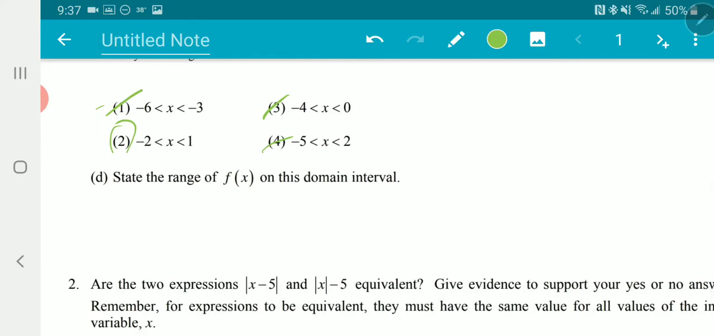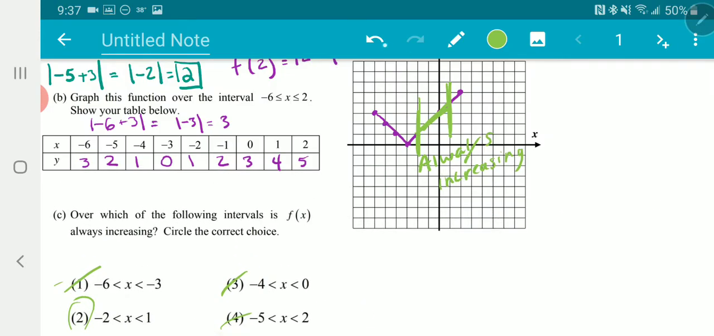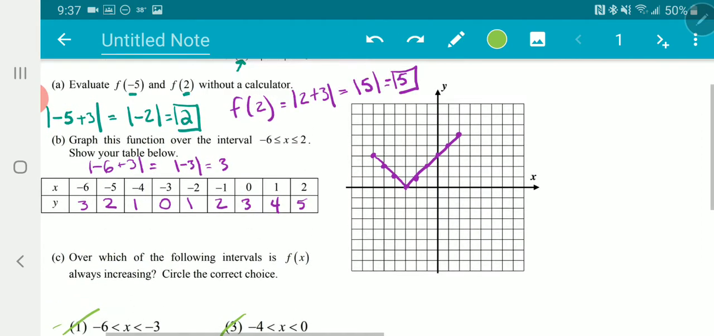State the range of f of x on this domain interval. So range. Let me get rid of these letters over here. We'll clear this up a bit. And there we go. Okay, so we just talked about the domain of my x values. So this is a good time to write down some vocab. Domain is my x values. My range is my y values.